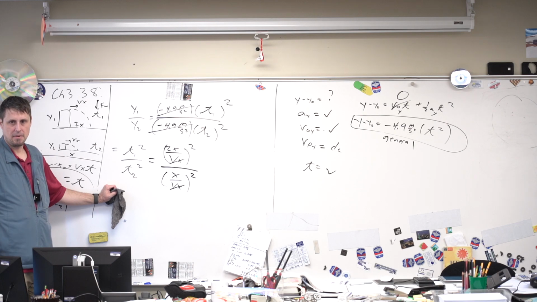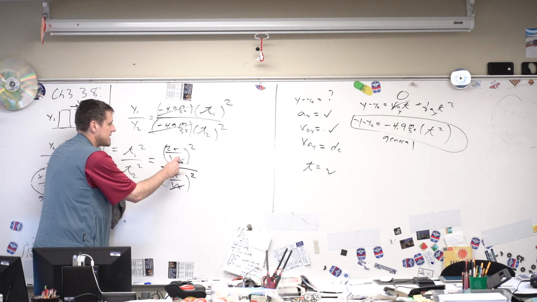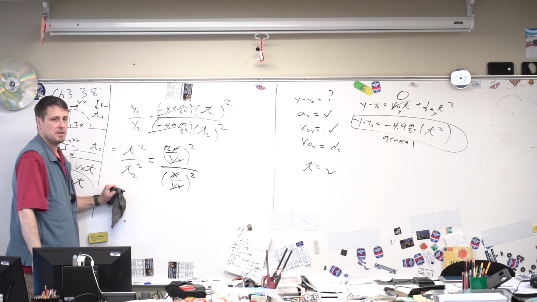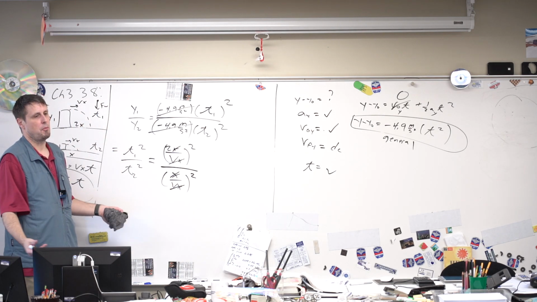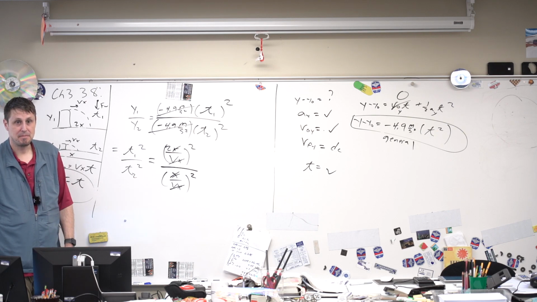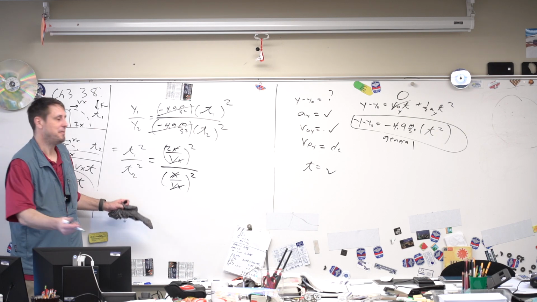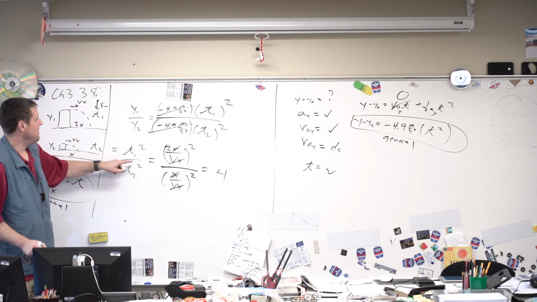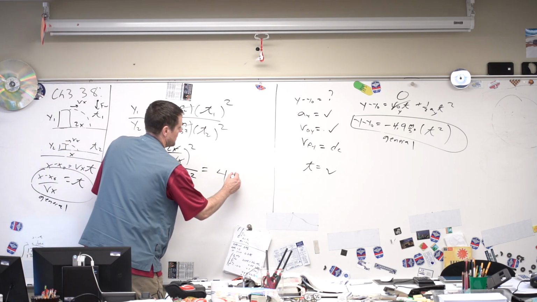Is that okay mathematically? And then the x's that are in here, because they're both squared, will also cancel. Is that all right? And then we're just left with what? Anybody? Yeah, 4. Yeah, 2 squared. Yeah, everybody's saying 2 squared. 4, okay? So that's what y1 over y2 equals, 4.